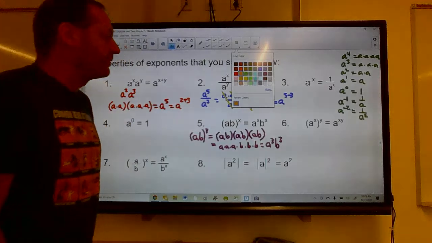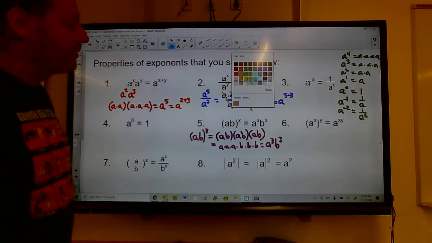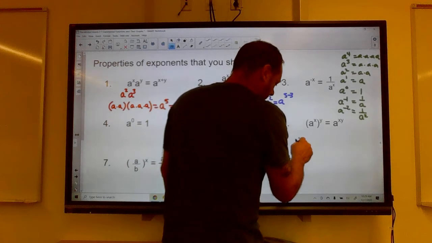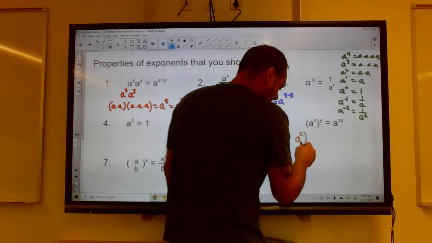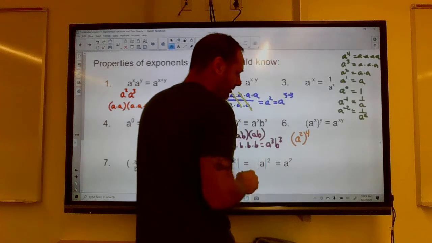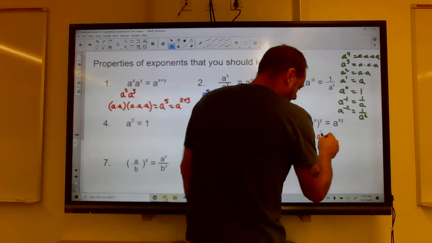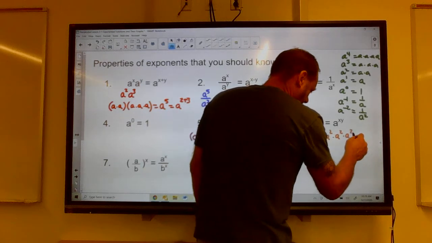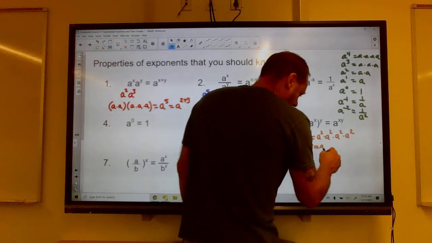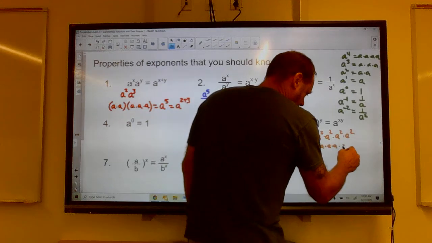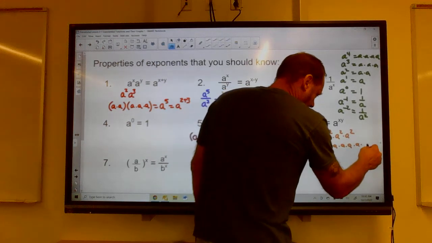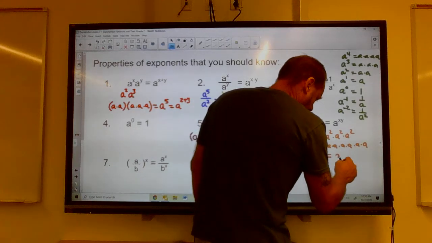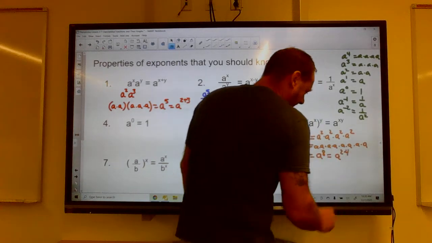Okay, a to the x to the y power is a to the x times y power, so I would multiply exponents here. So if I look at this, it would be like a squared to the fourth would be a squared times a squared times a squared times a squared, which is a times a times a times a times a times a times a times a, which is a to the eighth, which is a to the 2 times 4 power.